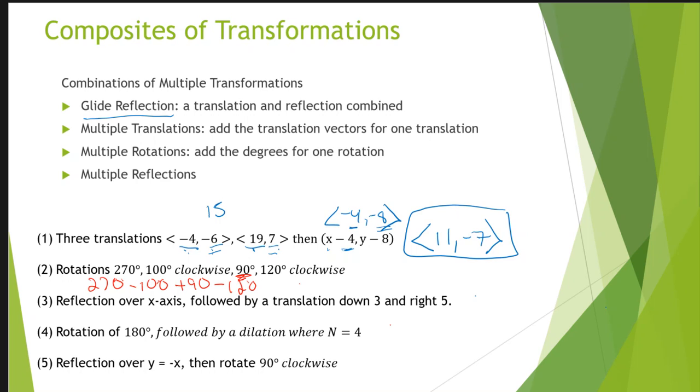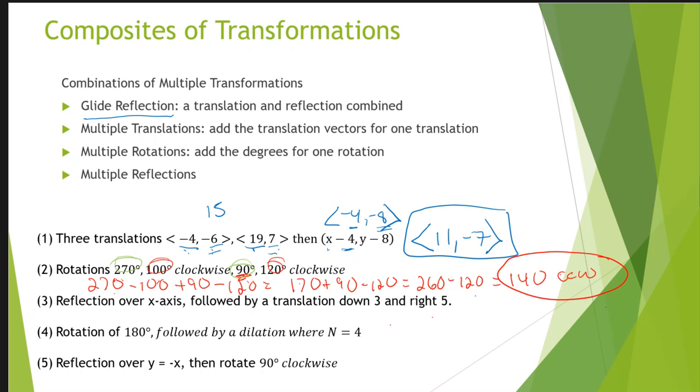Now, you could combine the clockwise and then combine the counterclockwise and then subtract them, or you can do it one time, doesn't matter. So this is going to be 170 from these two, plus 90 minus 120. 170 plus 90 is 260, and then 260 minus 120, the final answer would be 140 degrees, and that would be counterclockwise since it's positive. If it was a negative, it would be clockwise.